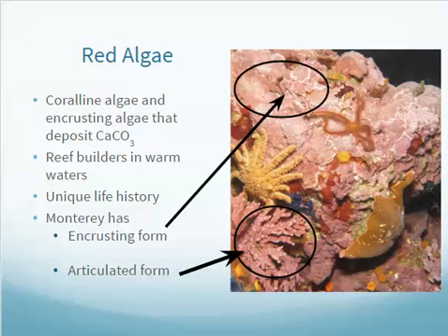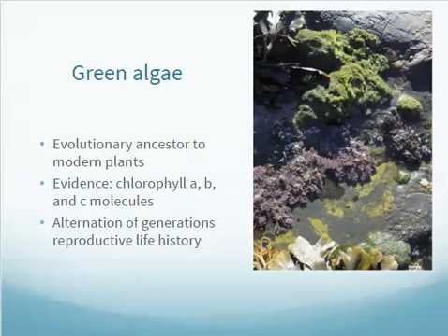The articulated kind, you'll see they don't get massively large, the kind that normally we'll see, but they're articulated. So you'll see here in the picture that they look like they have little fingers on them. Okay, and that's an articulated form of red algae, and you may see that. Green algae, again, mainly in freshwater, but you will see it in some salty areas. So they're very, very green, and they are the ancestors of our modern plants.